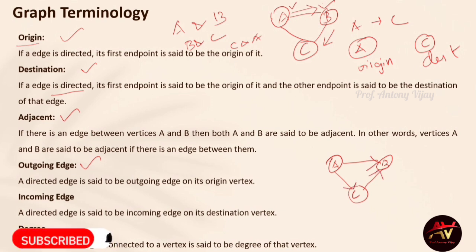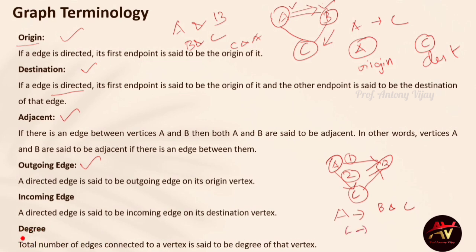See, A is having two outgoing edges. See, this is one outgoing edge and this is two. So A is having two outgoing edges and C is having only one outgoing edge. A is having B as well as C, two outgoing edges. B does not have any outgoing edge, and C has only one outgoing edge, that is C to B. This is called an outgoing edge.